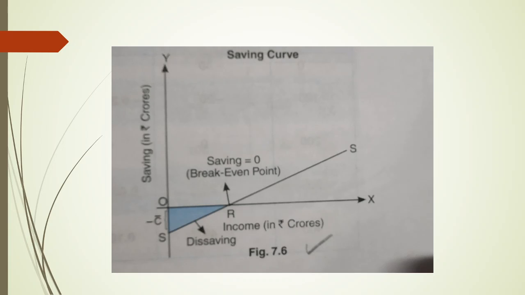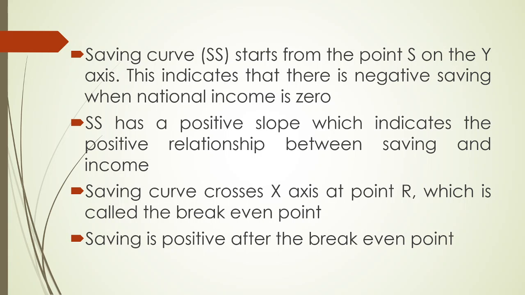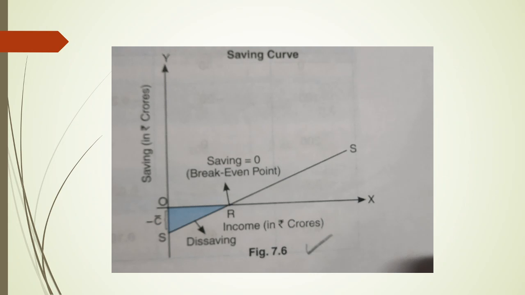The third point is that the saving curve intersects the x-axis at point R, which is also called the break-even point. The last point is that saving is positive after the break-even point. Only after the break-even point does saving become positive. Before the break-even point, saving was negative. So this is all about the saving curve.